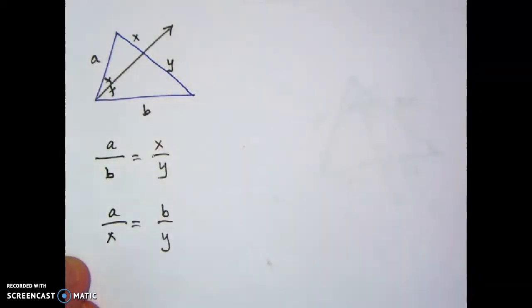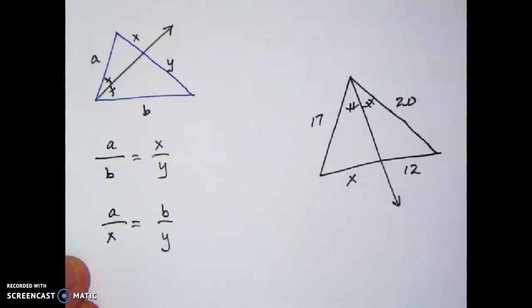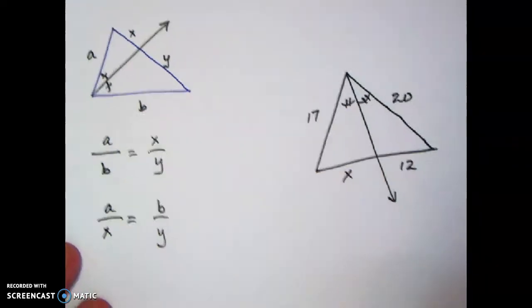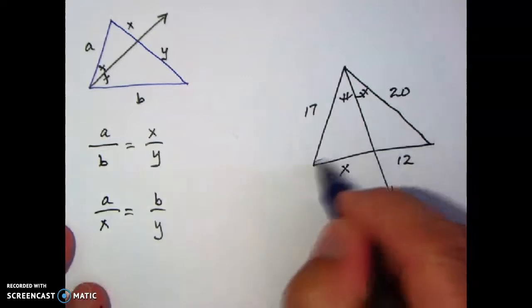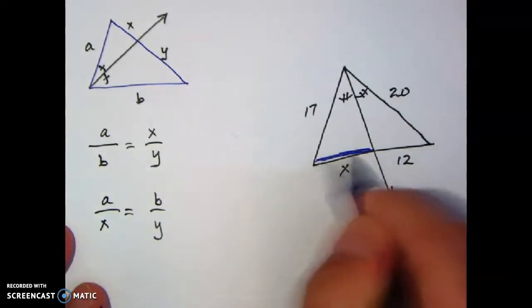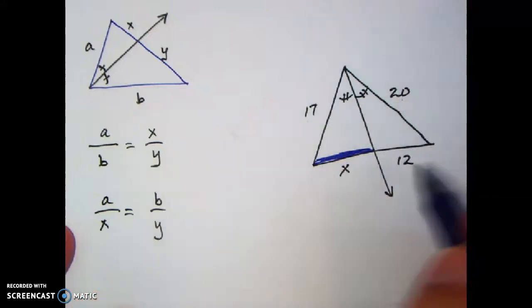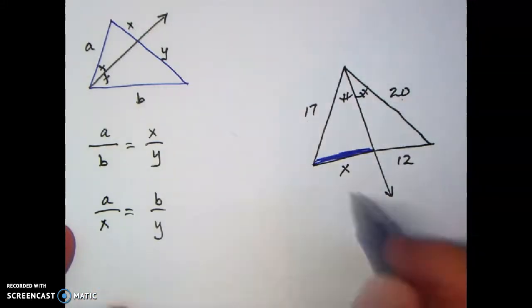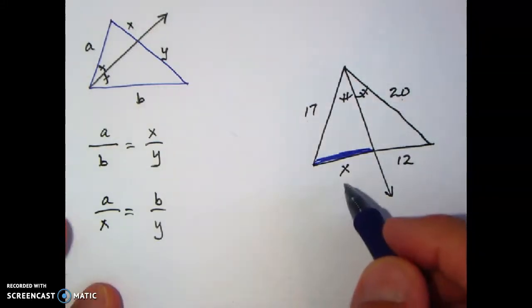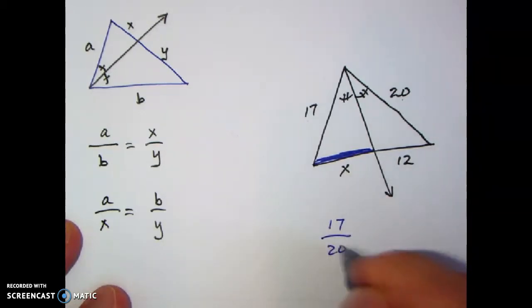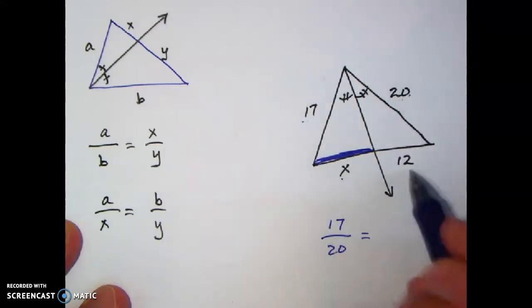What that means is that if I'm given a triangle like we are here, where we have an angle bisector, and I'm looking for this segment, segment X is our missing piece, and I'm given my sides 17 and 20, and then this portion of the third side is 12, I could set up a proportion to find X. Again, there's lots of ways to set this up. I could say 17 over 20 would have the same ratio as X over 12.